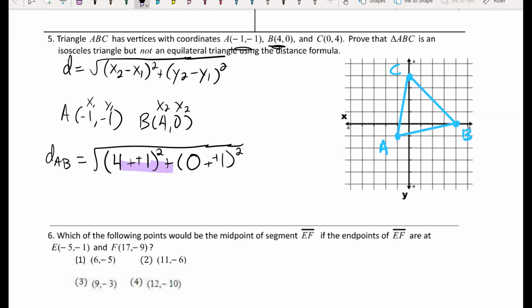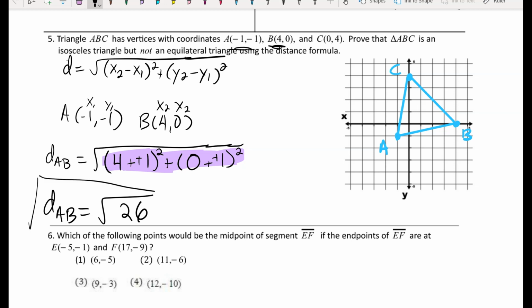Now at this point, I like to plug everything under the radical into my calculator just to see if I get a perfect square or not, to know how to simplify further. And I end up getting radical 26. And 26 isn't a perfect square, and there's no perfect squares to divide into it, so I can't reduce it any further. So that's the length of AB there. I need to do the distance formula 2 more times to find the length of the other sides.